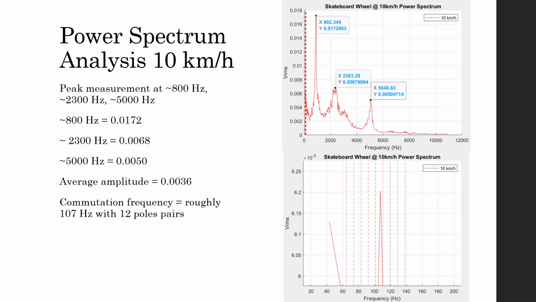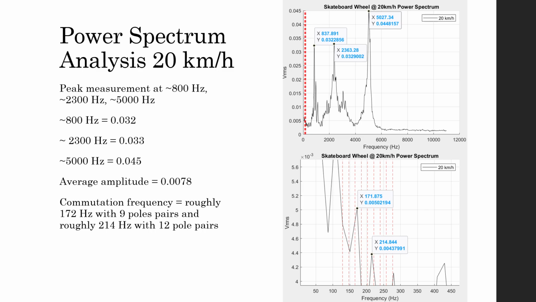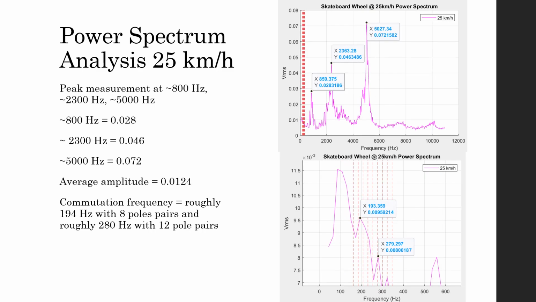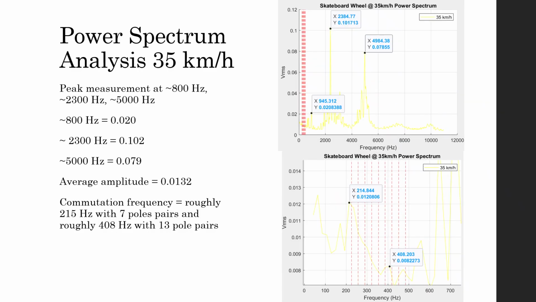This is the analysis for 10 kilometers per hour. This is the analysis for 15 kilometers per hour. This is the analysis for 20 kilometers per hour. This is the analysis for 25 kilometers per hour. Analysis for 30 kilometers per hour, as well as the analysis for 35 kilometers per hour.